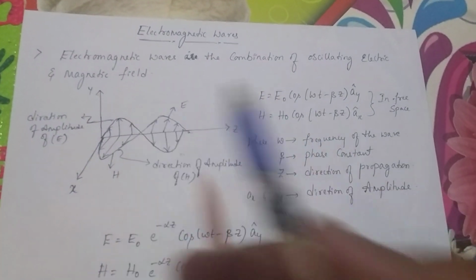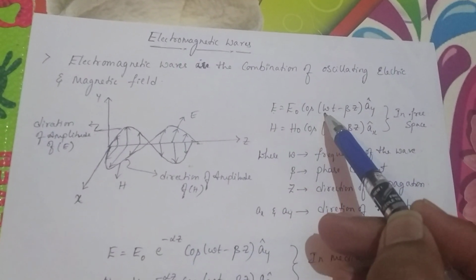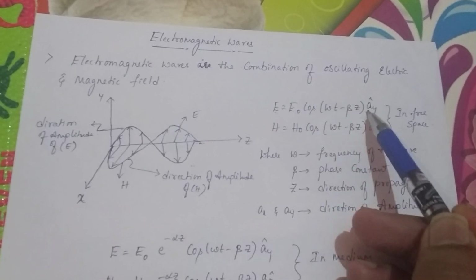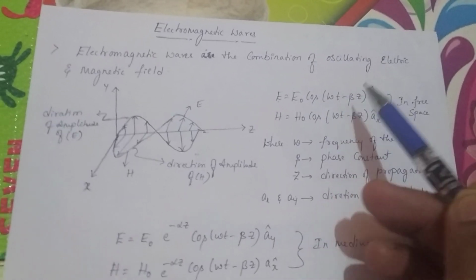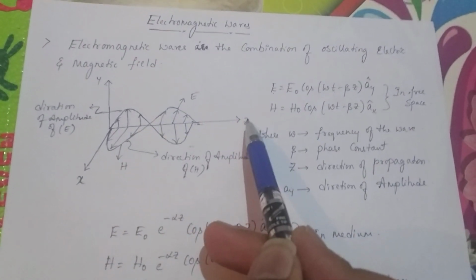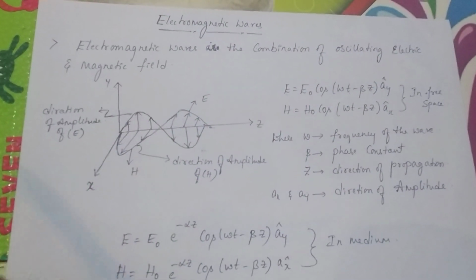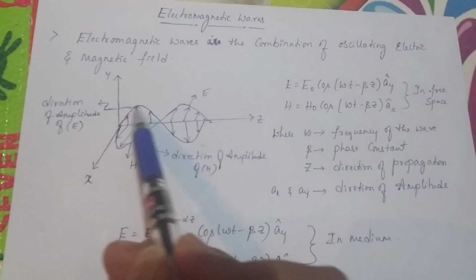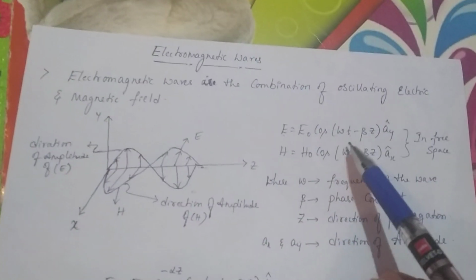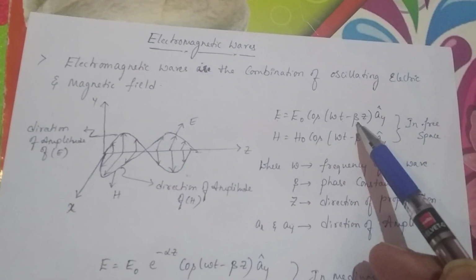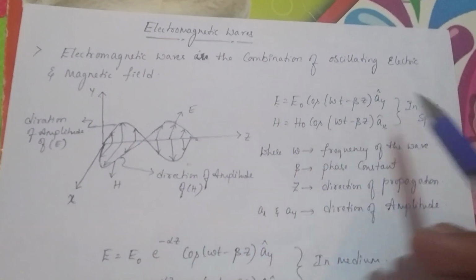Mathematically, in general, we write the electric field E is equal to E naught cos of omega t minus beta z AY cap. This minus beta z, the minus indicates the wave is propagating along the positive direction. If I write omega t plus beta z, then the wave propagates in the opposite direction. E naught represents the maximum peak magnitude, and it is a harmonic function, hence we can take cos as well as sine. Omega represents the frequency of the wave, and beta represents the phase constant. So this is the equation in free space.